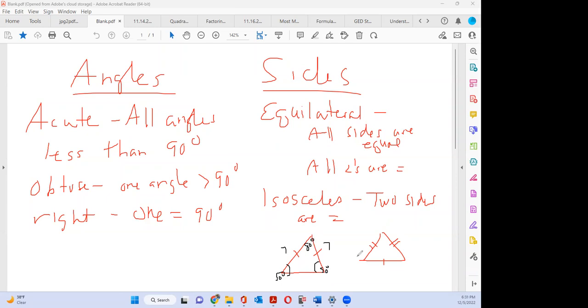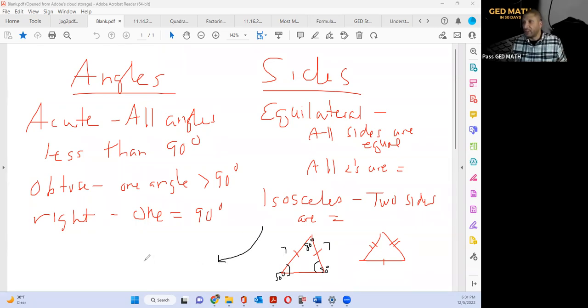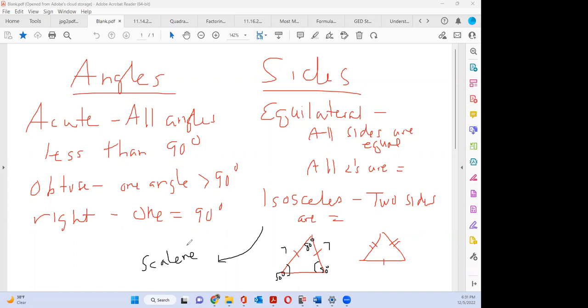Okay. Now, the last one, I don't have room, but I'll put it right here. It's under sides, though. It's scalene. I'm sorry. Scalene. No sides are equal. You will not have a scalene triangle in the GED. What you probably will have is, you got to be familiar with an isosceles triangle and the equilateral triangle. You got to be familiar with how to solve the area of a triangle, and you must be able to solve the perimeter of a triangle. Those are the things you need for triangles.